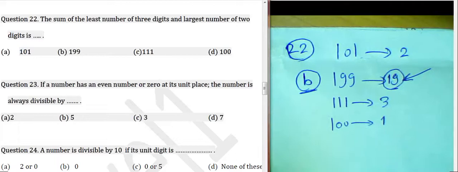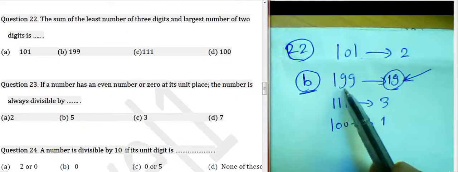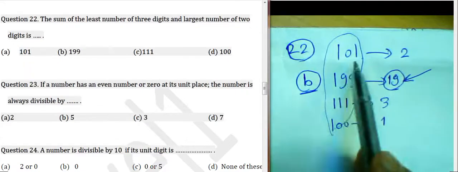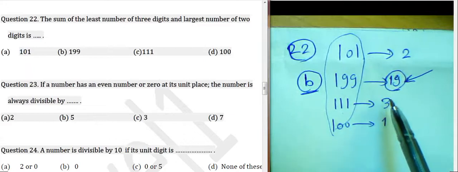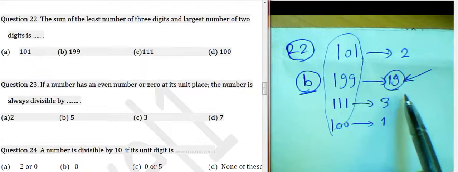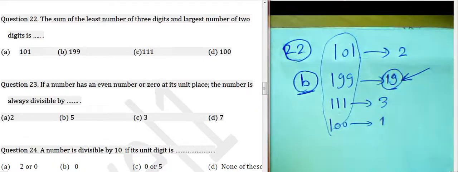Okay, the sum of the least number of three digits and the largest number of two digits. So we must find the sum of the digits of all the choices: letter A, letter B, letter C, letter D. We must choose letter B because 1 plus 9 plus 9 equals 19. 19 is the largest number of two digits, among 2, 19, 3, and 1. So we must choose letter B.